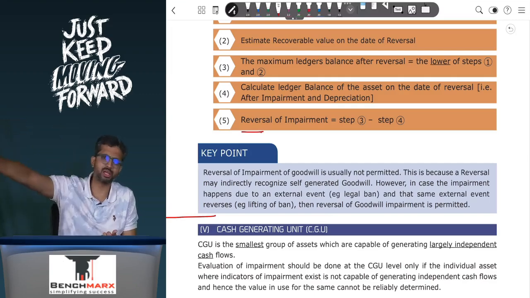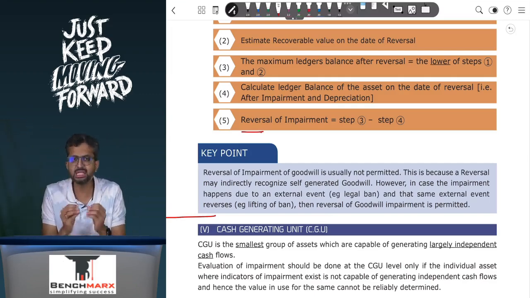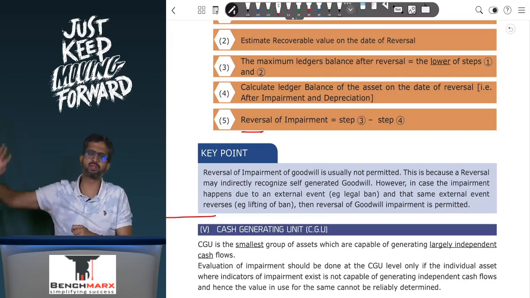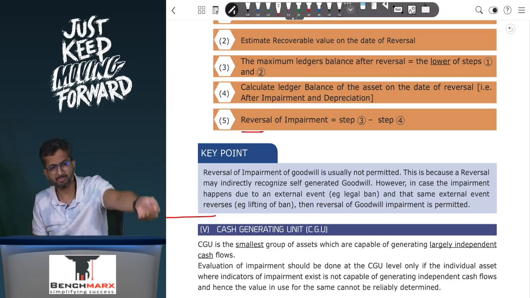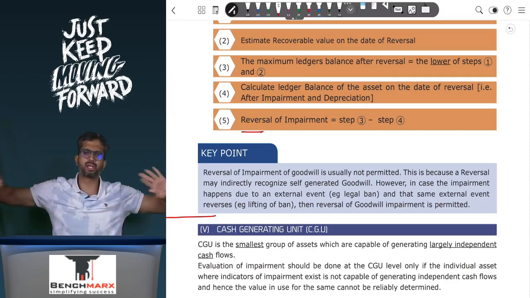So even if the steel refinery is not there, I can sell the iron ore in the market and generate a cash flow. So the mine is capable of generating a largely independent cash flow even if the refinery is not there. Further, the refinery can buy the iron ore from an independent market even if the mine is not there, and hence there are two separate cash generating units.